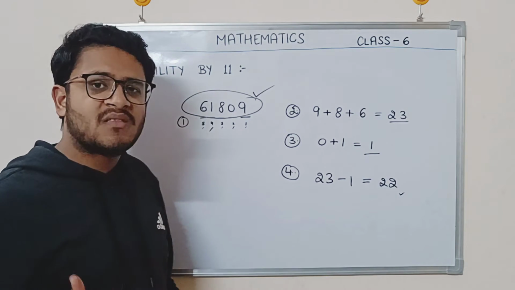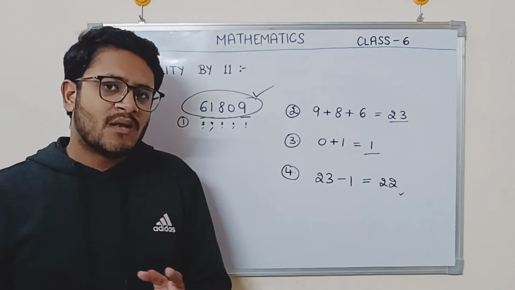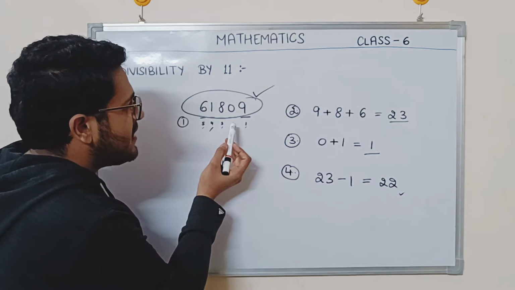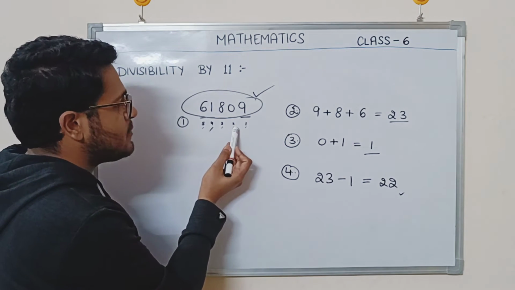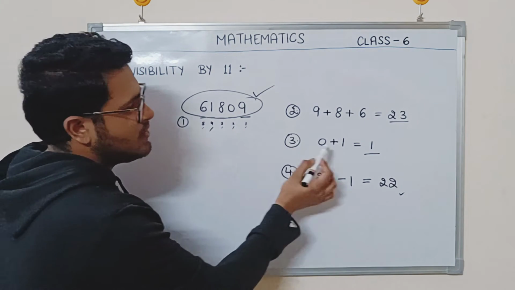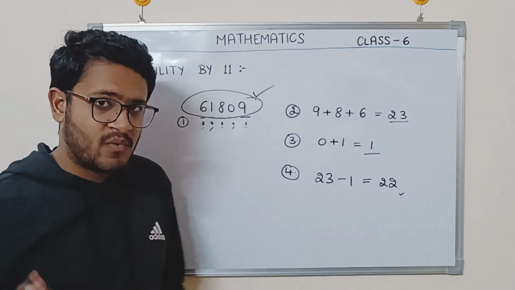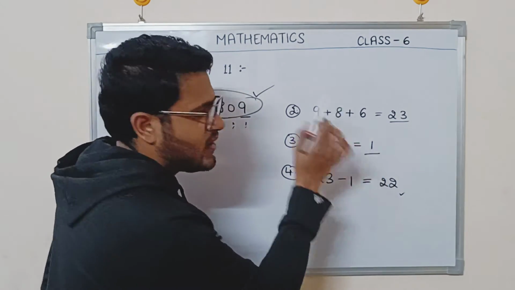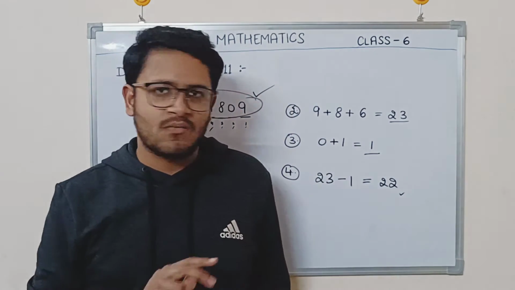Step number 3 is we will sum all the numbers which are at even places. In our case we have 2 and 4. In second place we have 0, at fourth place we have 1. We have summed it up, and the sum that we got is 1. Step number 3 is also done.